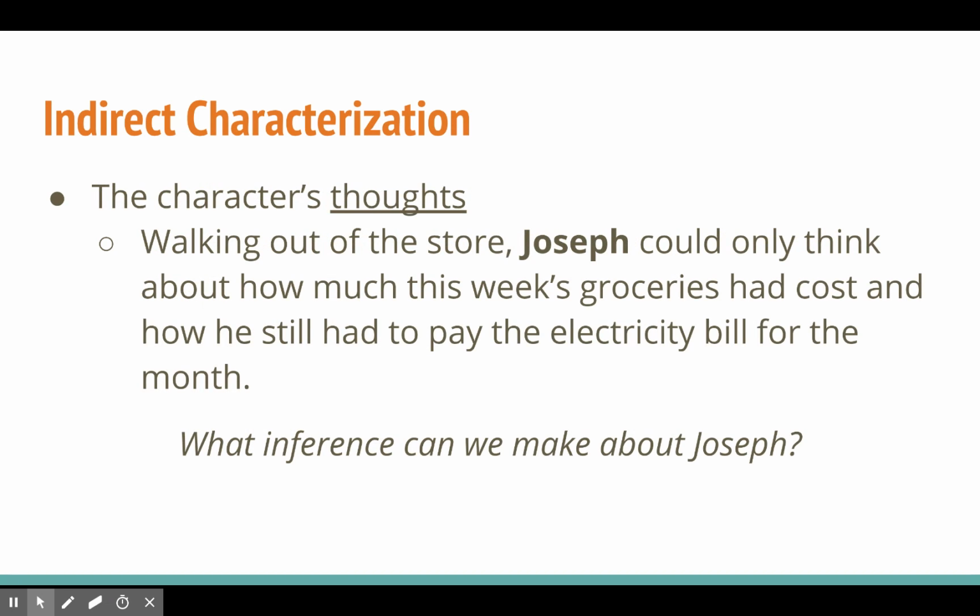Next, the character's thoughts. So based on what that specific character is thinking, what inference can I make about what that person is like, essentially? So walking out of the store, Joseph could only think about how much this week's groceries had cost and how he still had to pay the electricity bill for the month. So this character is thinking and obsessing about how much money he's spending and how he still has to pay some more money. So maybe I can infer that money's tight for him. I can maybe infer that he's a little bit of a worrywart. Maybe I can infer that he is concerned that he's not going to have enough money.